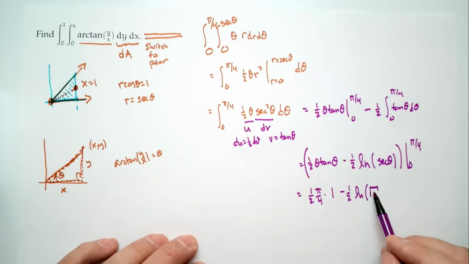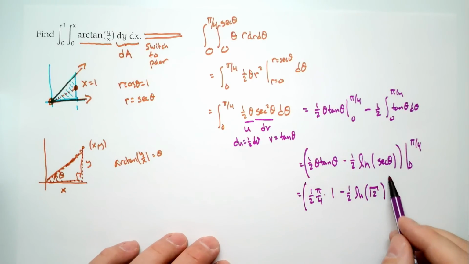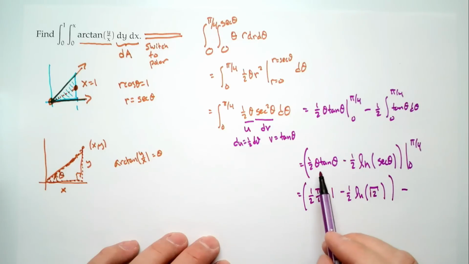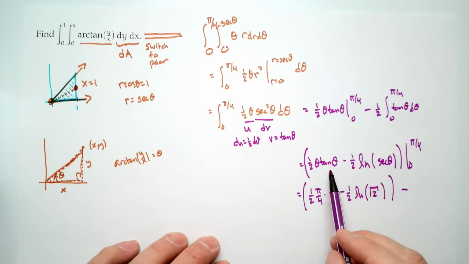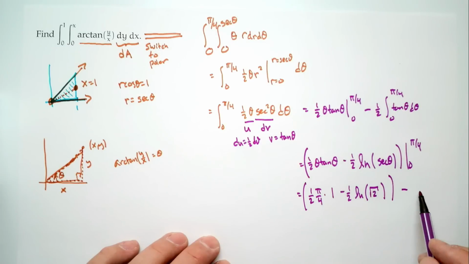Square root of 2. So cosine of pi over 4, that's the square root of 2 over 2. But of course, that's the simplified form because we don't like square roots in the denominator. It's also known as 1 over square root of 2. If you flip it, flipping cosine gives secant, so we get square root of 2. Now, that's when we plug in at pi fourths. When we plug in at 0, well, 0 times tangent of 0 is 0. Log of secant of 0 is 0. And therefore, that's what you get.